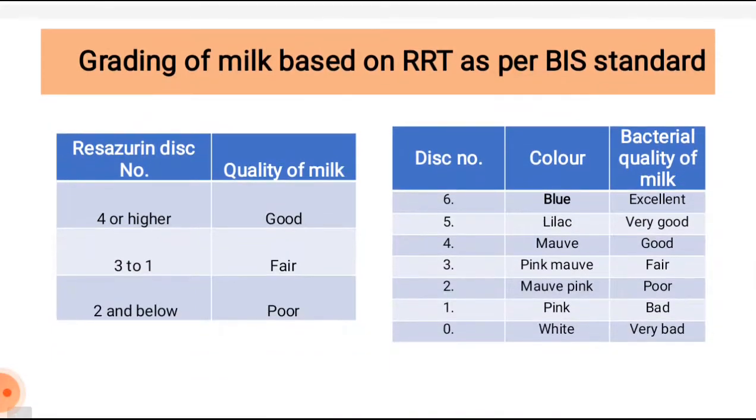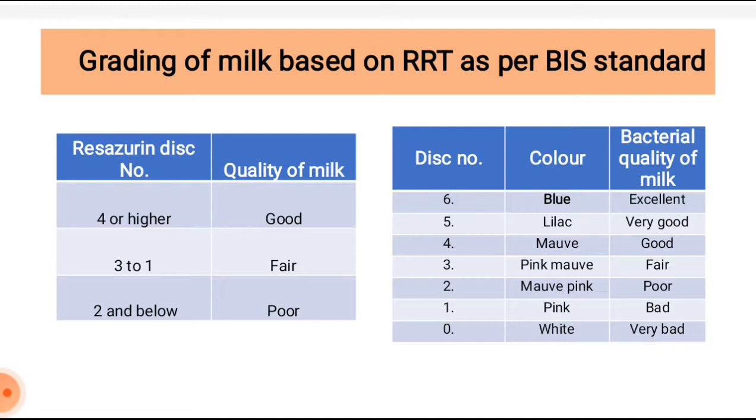Then the grading of milk based on the RRT as per the Bureau of Indian Standards. The first table contains the resazurin disc number and the quality of milk. If the resazurin disc number obtained is 4 or higher, then the quality of milk is good. If the disc number comes 3 to 1, the quality of milk is fair, and if the disc number comes to 2 and below, the quality of milk is poor.